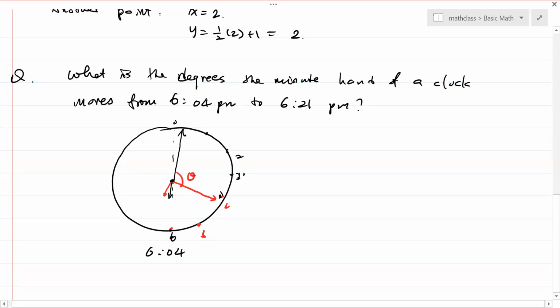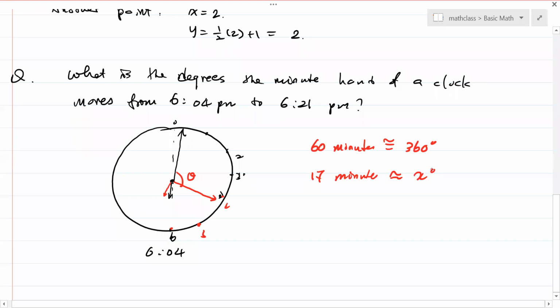Now, how many? So you have to use the correspondence. 60 minutes is equivalent to how many degrees? The round, right? 360 degrees. Now, how many minutes change here? 17 minutes, right? 17 minutes equals how many degrees? So that's the equation you have to set up, right?